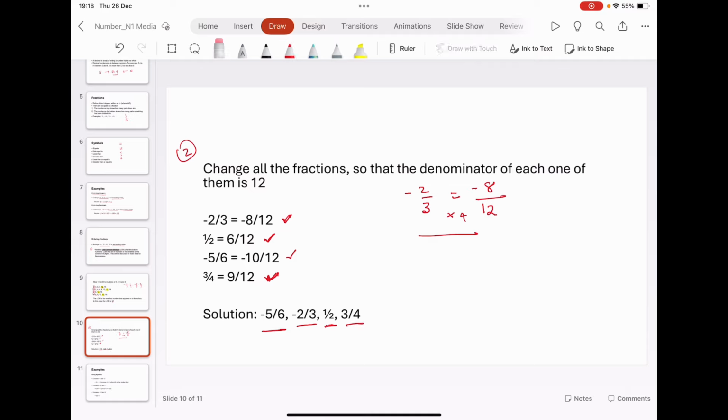So if we were to arrange these fractions from the smallest number to the largest number, in ascending order, it will be minus 5 over 6, followed by minus 2 over 3, followed by a half, followed by 3 over 4.